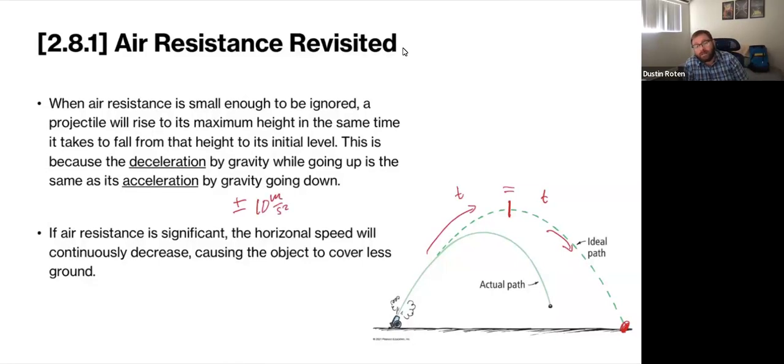But if air resistance is significant, that's when your horizontal piece is going to start slowing down, because once you have air resistance, the air resistance starts eating away at your horizontal velocity. So with air resistance, you'll actually start seeing your horizontal vectors get smaller and smaller until they're quite tiny.